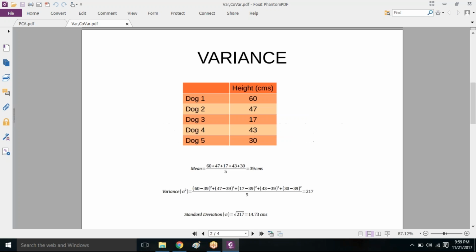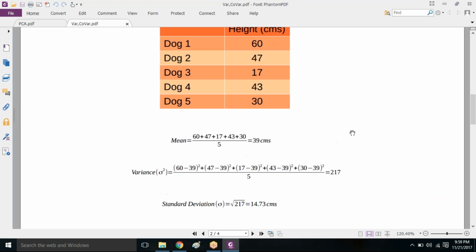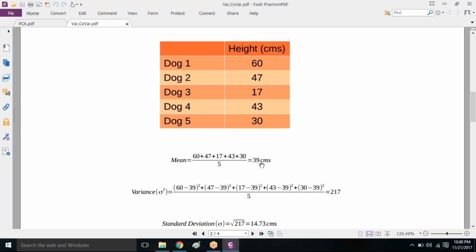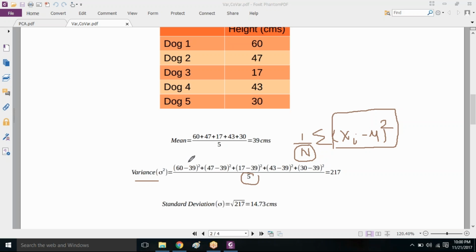Okay, now let us see the first thing. So maybe you can see this data. So this is variance. So you have, say, five dogs whose heights are given: 60, 47, 17, 43, and 30. So how do we calculate the mean? We calculate the mean by simply taking the average. Then what is variance? Variance is each data point minus the mean, squared, and summed up over, and 1 by n, the number of data points.